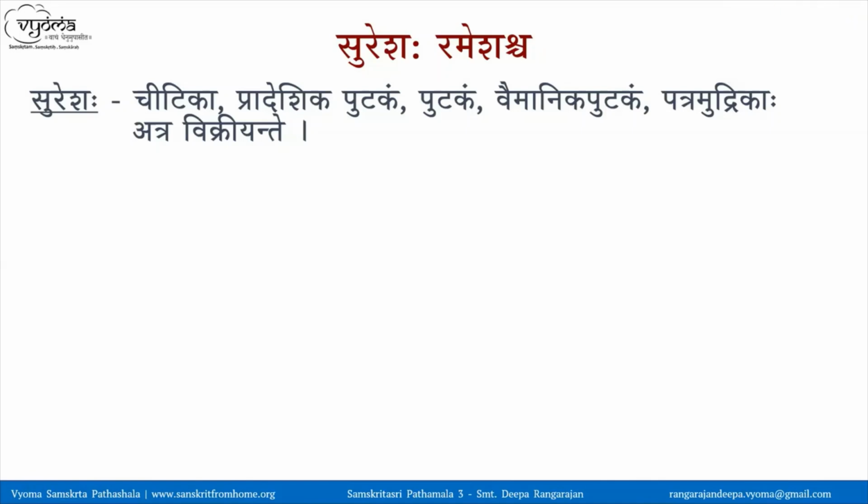Vaimanika Putakam. This comes from Vimana and Putakam, so Vaimanika Putakam is airmail. Patra Mudrikaha, stamps. Mudrika is a stamp. Atra Vikriyante, are sold here.